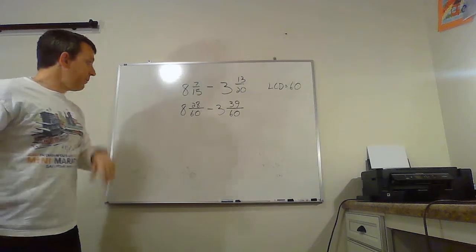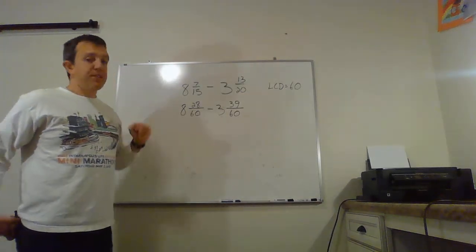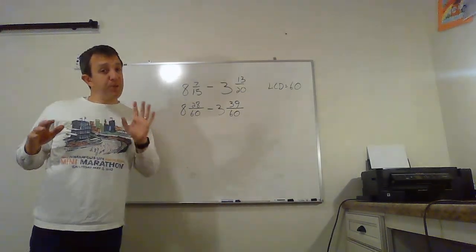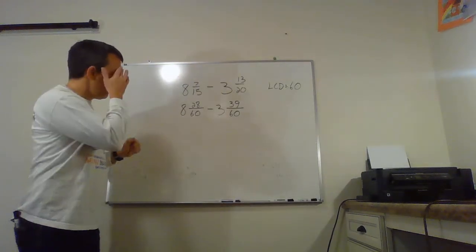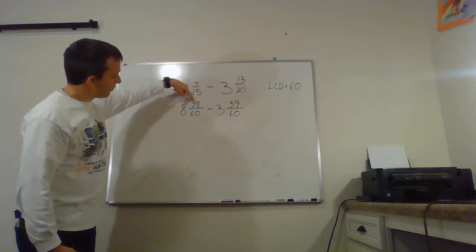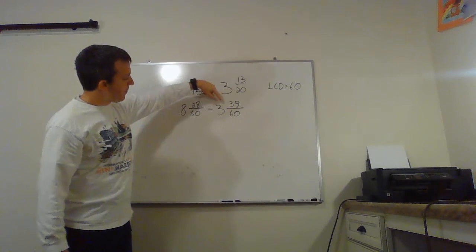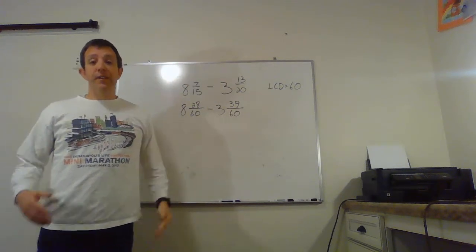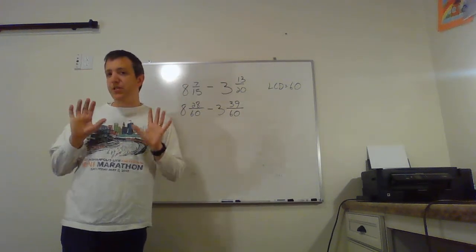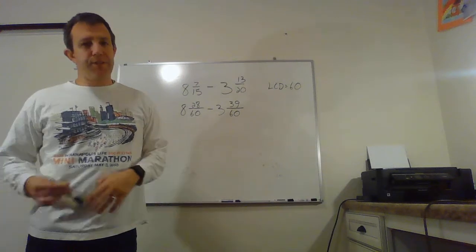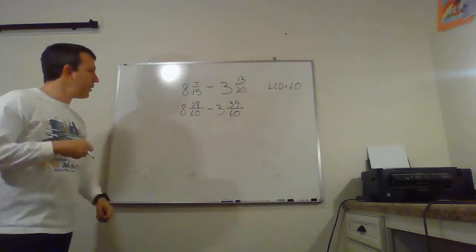Now, here's the problem. 8 minus 3 is a piece of cake, that's just 5, but hold on to that. Don't do that yet. Because here's where the problem really is. 28 minus 39 doesn't work. That subtraction is backwards. We don't want to have a negative fraction here. This would be really weird and not quite right.